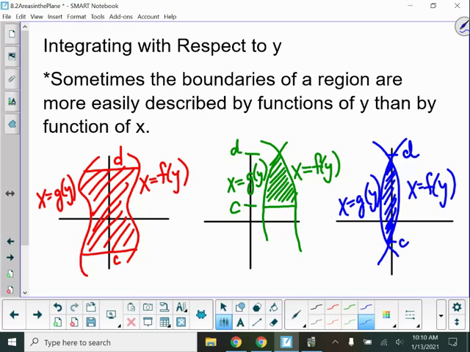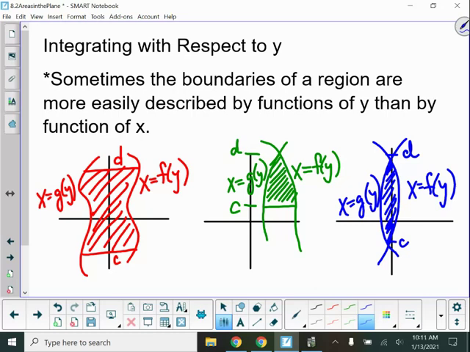These are some visuals of where it might be easier to have your function in terms of y or in terms of x. Most of these are not going to be functions because if you did the vertical line test, they would fail that. But with these cases, instead of looking at your curve as top minus bottom, you're looking at right minus left. And for your bounds, you're going from bottom to top instead of left to right. So these are just some different visuals.